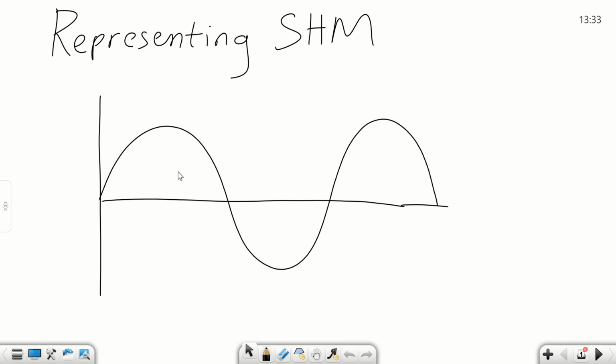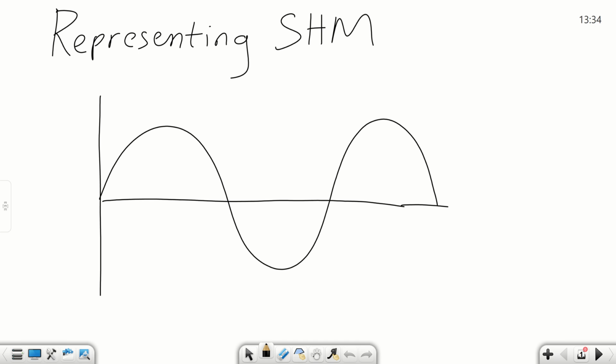Hi all, this is Mr. Yeager for AP Physics, looking at one additional concept that AP Physics 1 has really decided to emphasize more in the simple harmonic motion unit this year over prior years, especially with a particular equation.